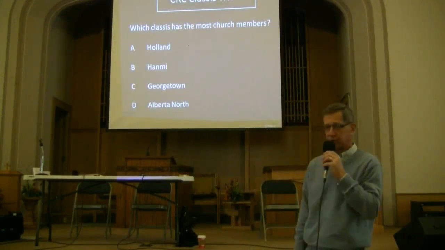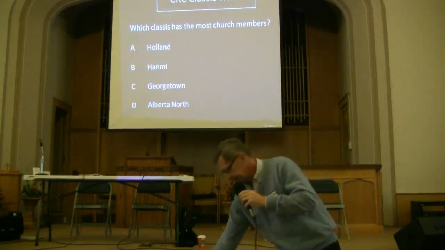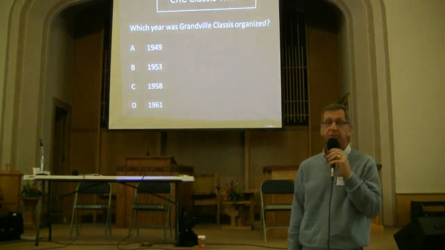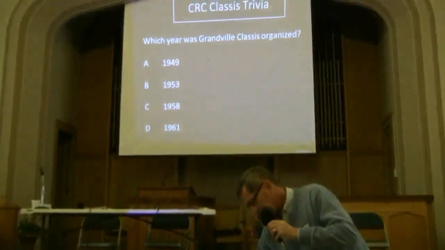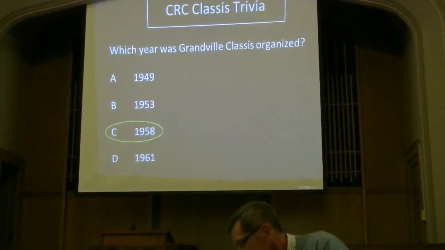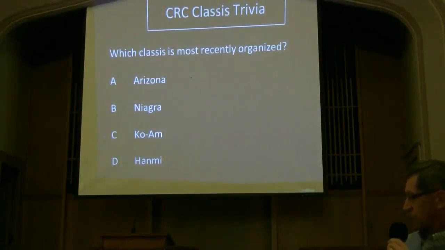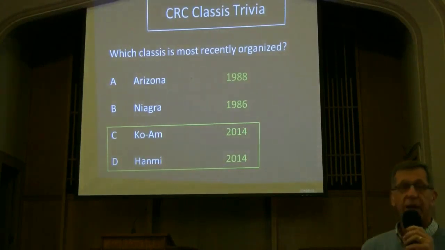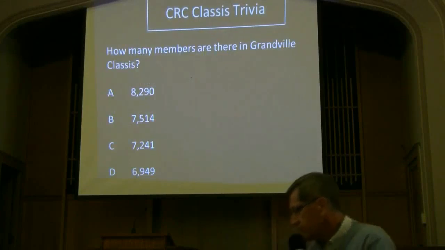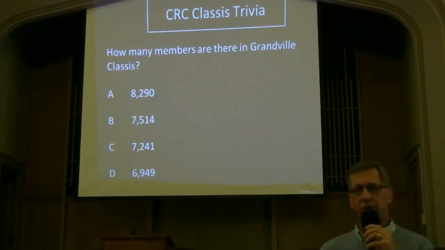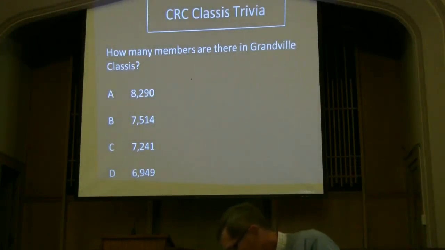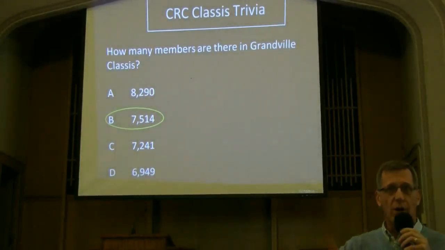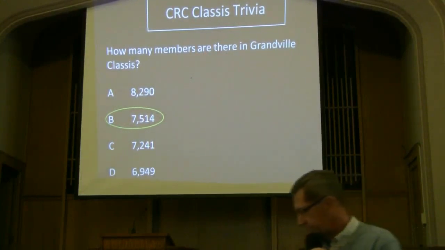Which Classis has the most church members? That would be our neighbor, Holland. Which year was Grandville Classis organized? 1958. I was 3 years old and not living here. Which Classis is most recently organized? Both Coam and Hanmi in 2014, just recently. How many members are there in Grandville Classis? How many members in all of our churches, all put together? And that would be B, 7,514, unless your churches just did some baptisms. Well, then we have more. Hopefully, well, I just had a member die, so I have a funeral tomorrow.